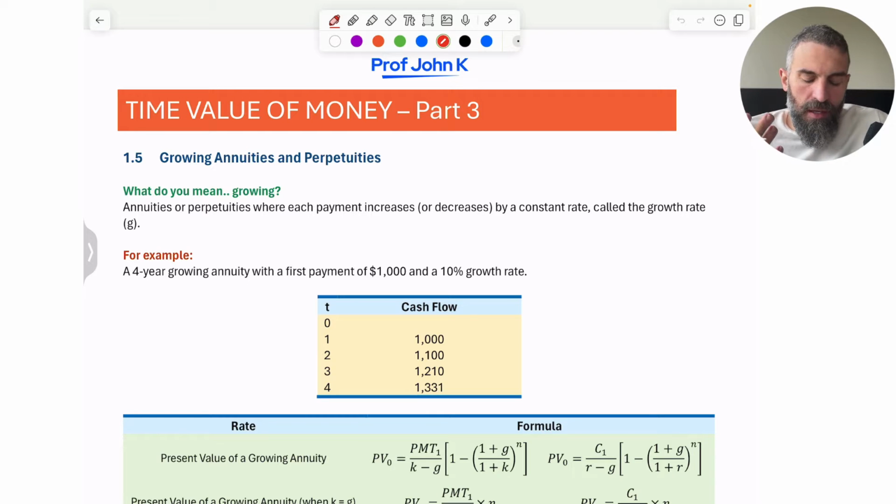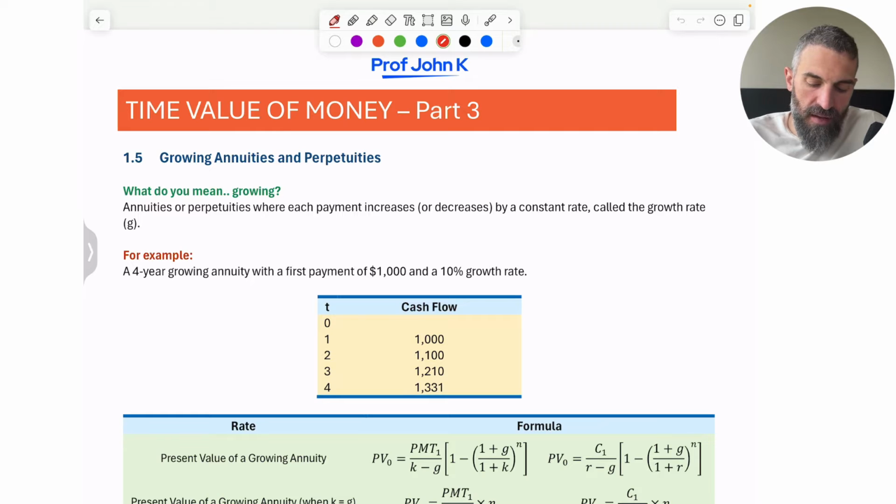So let's start with what I even mean by growing annuities, right? We saw that an ordinary annuity and an ordinary perpetuity have specific characteristics, and one of them was that the payment was constant, right? $100 every month or $200 every year and so on. Well, a growing annuity has all the same characteristics except for that one. A growing annuity and a growing perpetuity have payments that grow at a constant rate. The constant rate is what we call G, the growth rate.